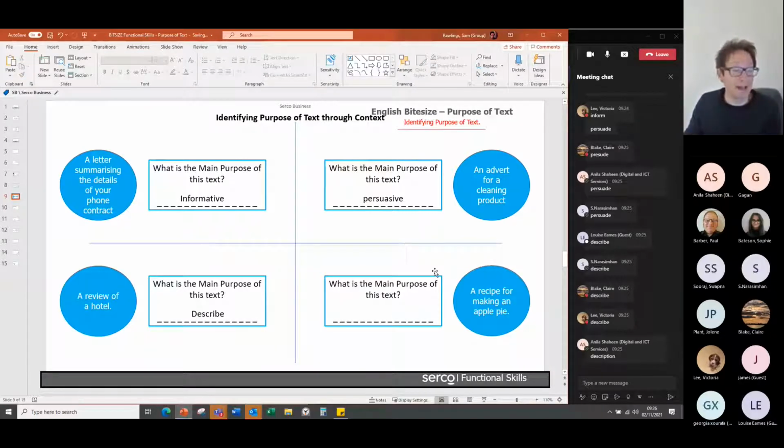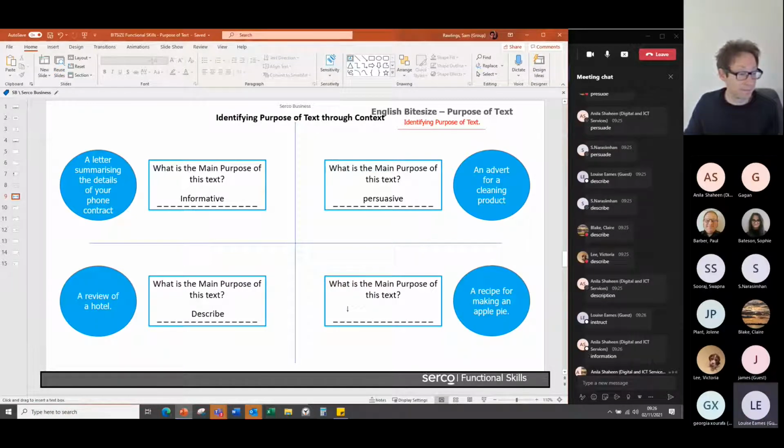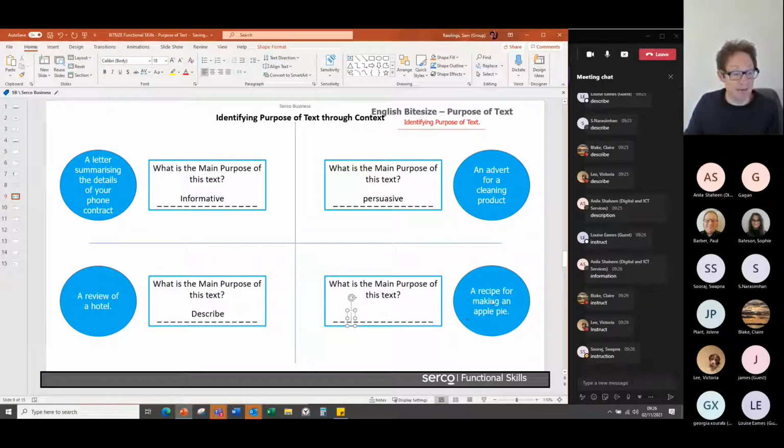So the last one then, and obviously by process of elimination, you can probably guess what this one is. So yeah, a recipe for making an apple pie. So this wants to teach you how to make an apple pie. It wants to guide you through it. So this is instructive. Good. Really great. Well done. You did that really quick.